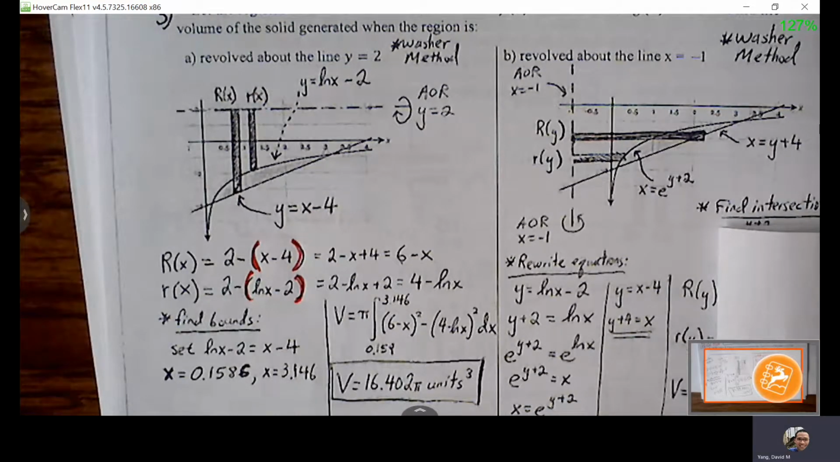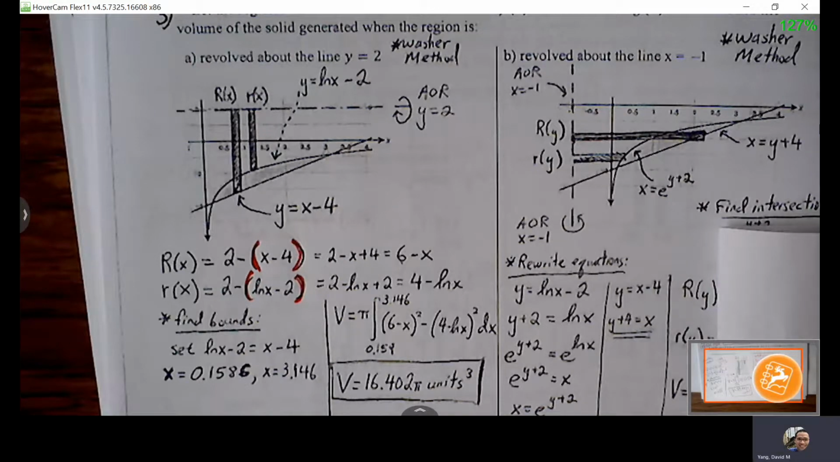Okay, but on top of that, what else do we have to do besides finding big R and little r? The bounds, right? The bounds have to be in terms of what? There's a y. So on your graphing calculator, it's relatively easy. If you just find those intersections, you can also identify their y values. So you just find those ordered pairs.